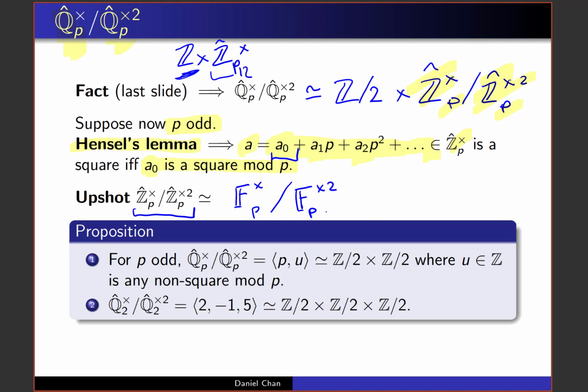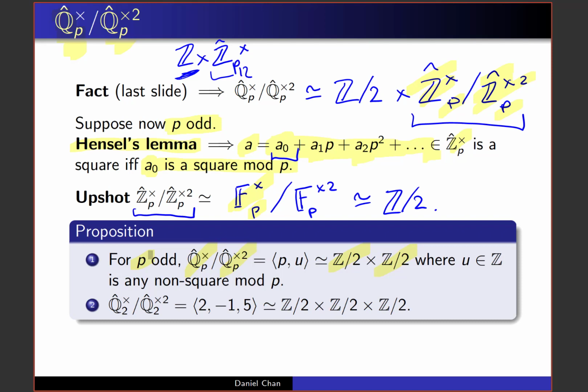Okay, so this is something that's known. We've looked at this before. Remember, F cross p is just a cyclic group of order p minus 1. And p being odd, this is of even order. So when you go modulo squares, this is isomorphic to Z mod 2. So this second factor here is just isomorphic to Z mod 2 as well. Okay, so let's just see what we've proved here. Now we've got a good handle on what this Q hat cross p modulo squares is. It's just Z mod 2 cross Z mod 2 whenever p is odd.